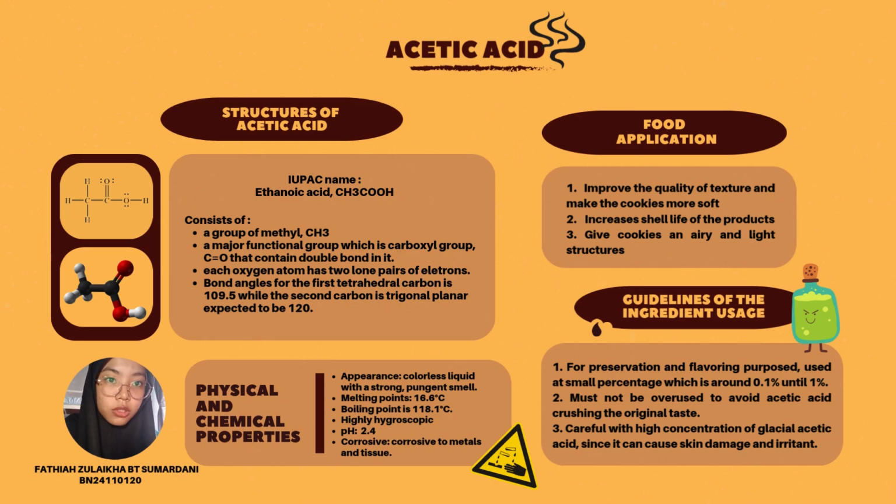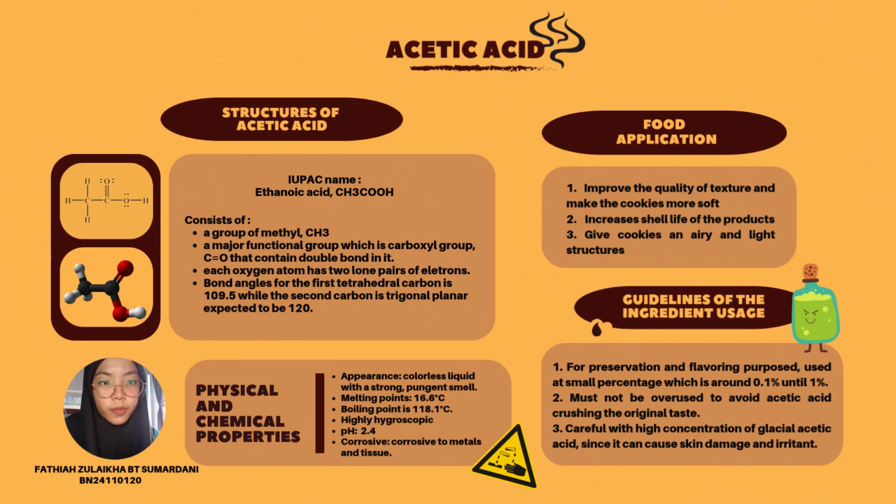So based on the Lewis structure, we could see that each of the oxygen has two lone pairs, which could actually alter the geometric structure of a molecule by changing the bond angle. The bond angle for the first tetrahedral carbon is 109.5 degrees, while the second carbon is trigonal planar, expected to be 120. Thus, all these characteristics can give specific physical and chemical properties to acetic acid.